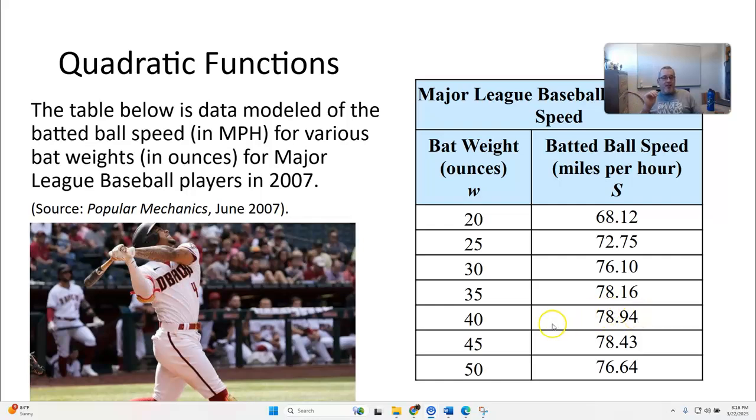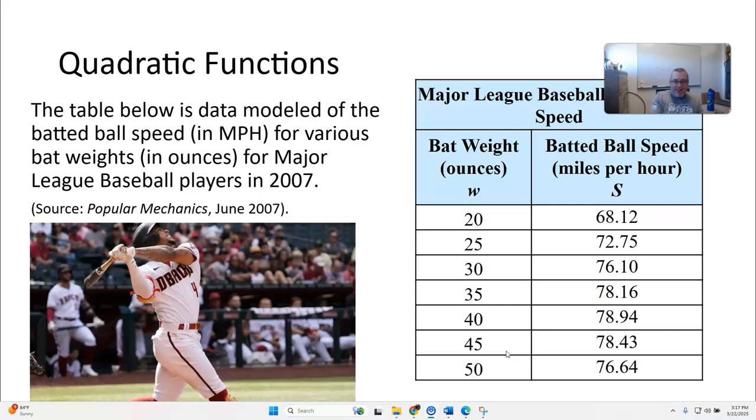But then look at here. When the bat weight gets on the heavier side, we actually get a decrease in the batted ball speed, and a decrease in the batted ball speed. Maybe it's the fact that the bat now is so heavy that it can't be swung appropriately quickly to get the batted ball speed that we want. But over here, the heavier bat might actually improve batted ball speed. But too much is not a good thing. And maybe there's an optimum. Maybe there's a best bat weight to produce the fastest ball speed.